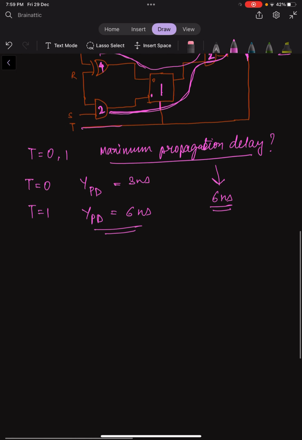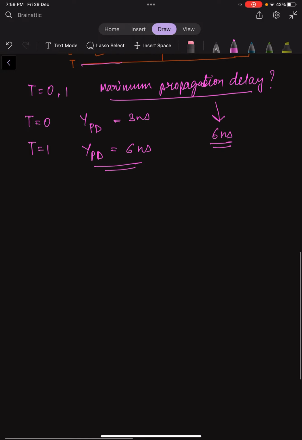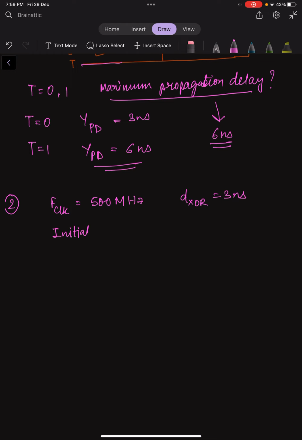Now coming to the next question. Very quickly we solved the first problem. Now coming to the second question. In the second question, we are given the frequency of the clock, which is 500 megahertz. And we are given the delay of the XOR gate, which is 3 nanoseconds. Now the initial condition is also given to us, which is Q2, Q1 and Q0 are at 1, 1 and 1, and D2 is also at 1.